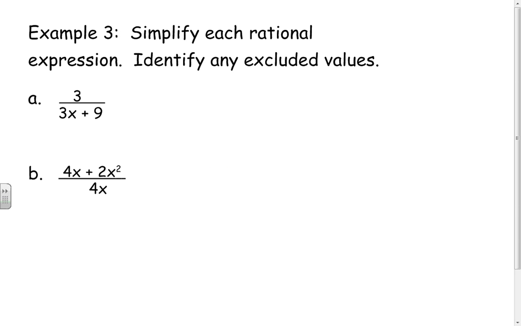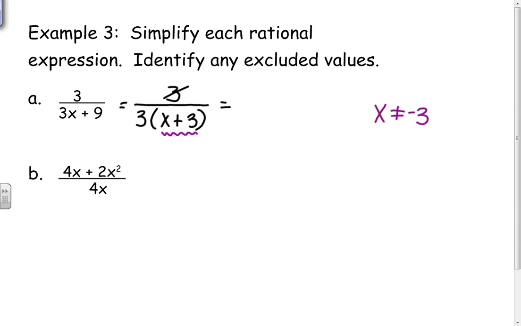All right, simplify each rational expression and identify any excluded values. Again, I'm going to take care of exclusions first. In letter A, you probably should factor first. Let's factor. You can't factor the top, but on the bottom, you can take out a 3, leaving you with an x plus 3. And the reason I said you should factor first is because it's easier to see the exclusions here. The exclusion on letter A should be negative 3. X can't be negative 3 because that's the root you would get from that factor. Once you do your restrictions, cancel what you can. The 3 and the 3 cancel, and I'm left with 1 over x plus 3.